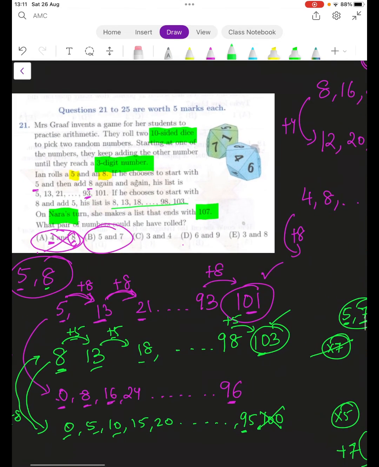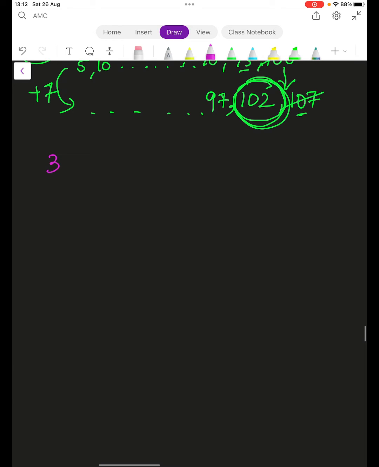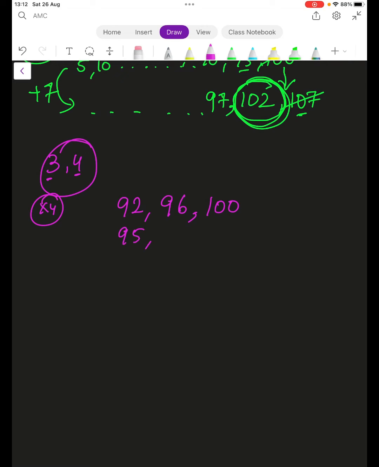Let's see the other way. Oh, we have done both the ways, so this actually does not work as well. All right, similarly, let's try 3 and 4. But this requires a lot of working out. 3 and 4, quickly counting in 4s, focusing on the end bit. So 92, 96, 100. If I'm adding 3, so it's 95, 99, and 102. So I got 102, it does not work.